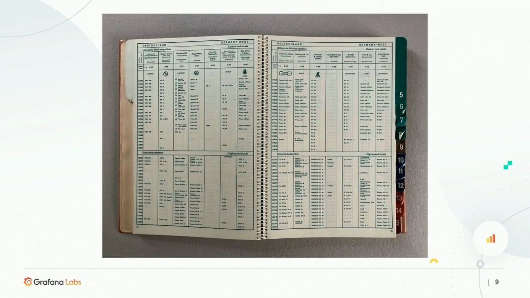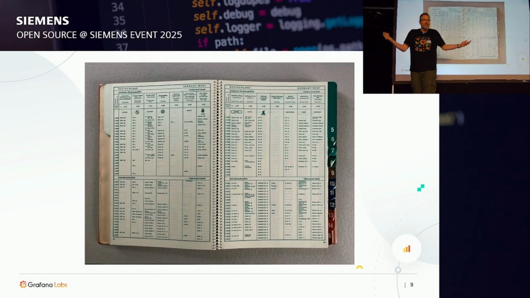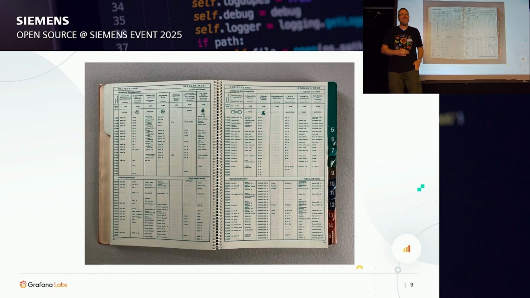So let's go through a few examples. This is the Stahlschlüssel. For those who speak German, it's obvious what it is. It is a book where... No? Okay. Schlüsselt den Stahl auf. Anyway.